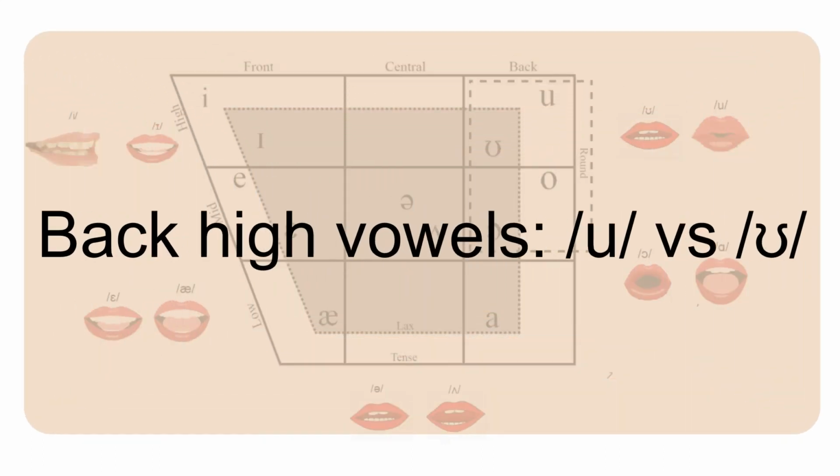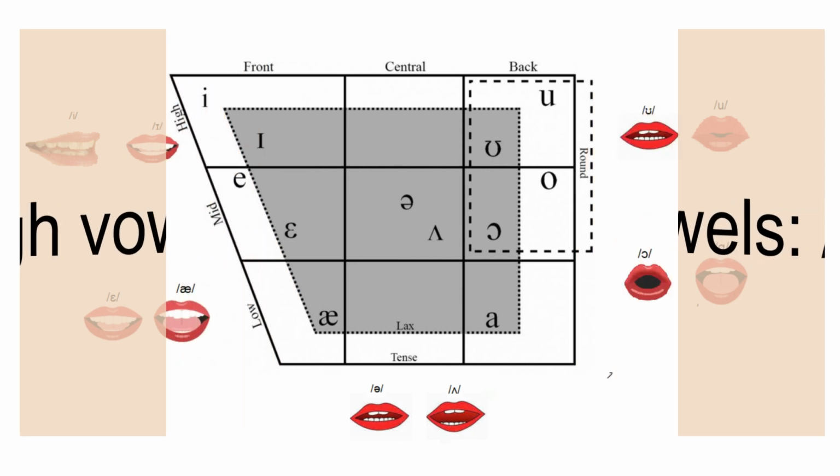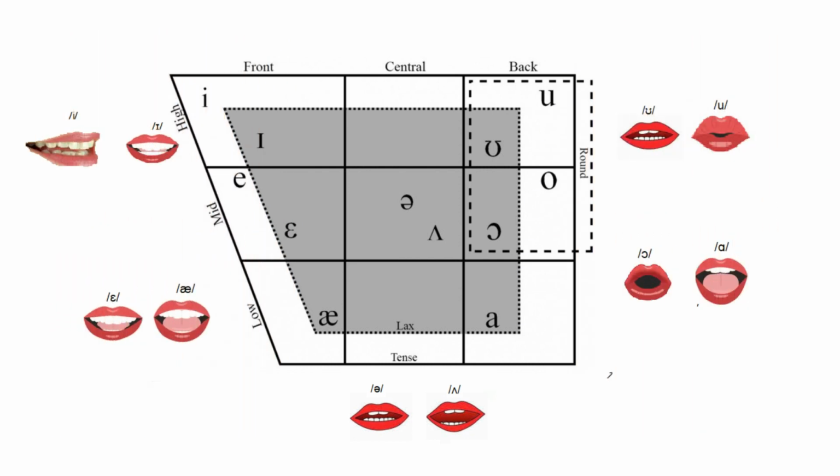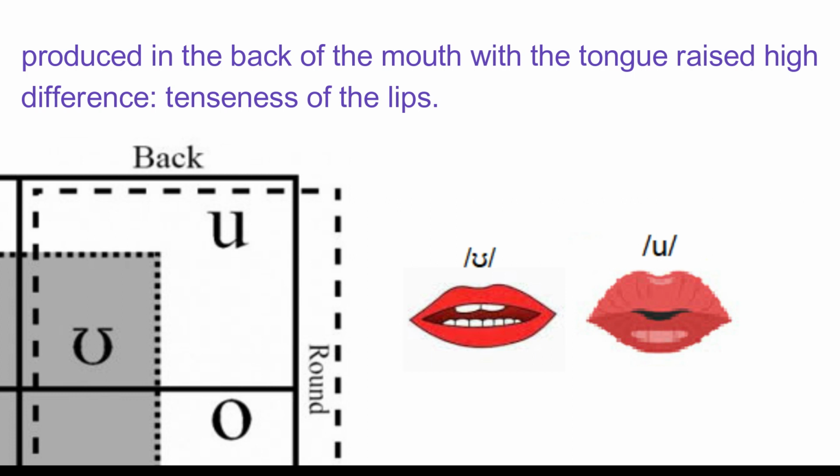Back high vowels, /ʊ/ versus /u/. Both /ʊ/ and /u/ are high back vowels, so both sounds are produced in the back of the mouth with the tongue raised high. The difference between them lies in the tenseness of the lips. The /ʊ/ sound is lax, and the /u/ sound is tense.